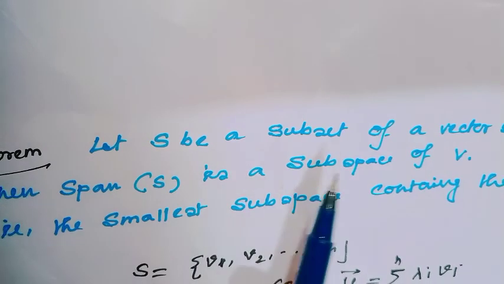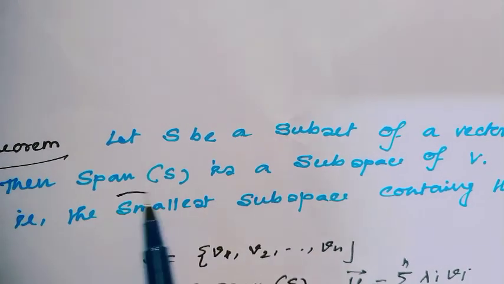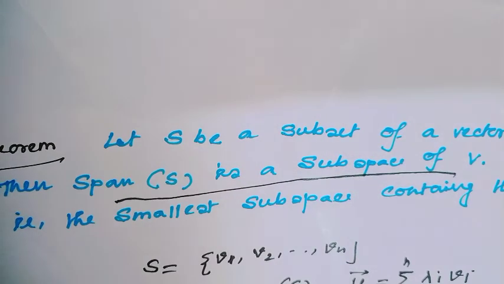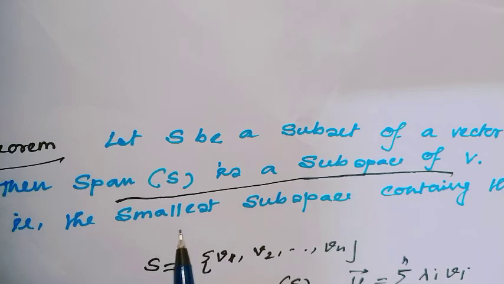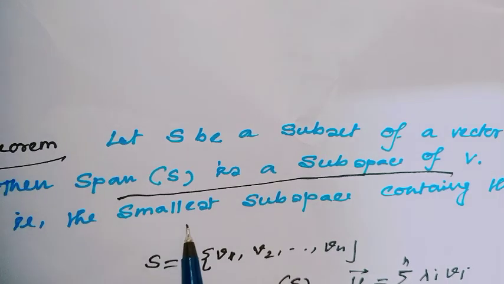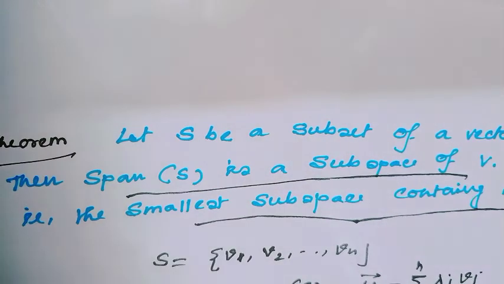The theorem is: let S be a subset of a vector space V, then the span of S is always a subspace of the vector space V. That means today I have got one new type of subspace, span S. And this subspace is the smallest subspace which contains the set S.